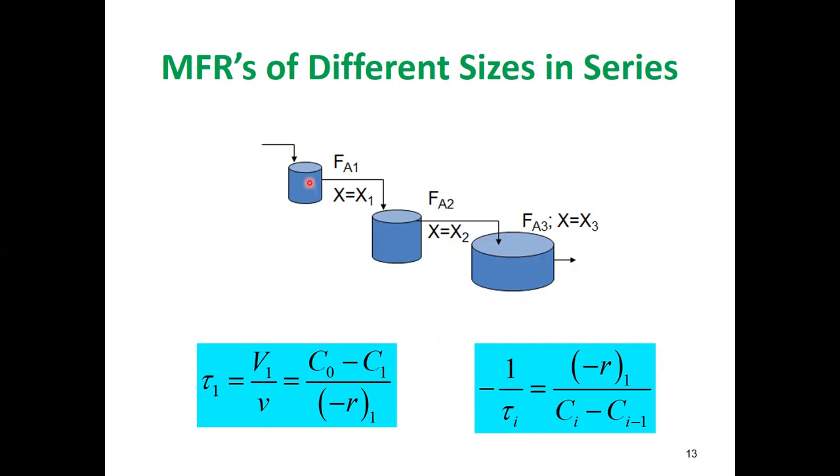So you have to process each of the reactors step by step. In our language, you cannot jump from the first straight to the third, no. You have to go one by one if they are not the same sizes. That way, you can determine whatever the problem requires from you. That is if you have different sizes in series.